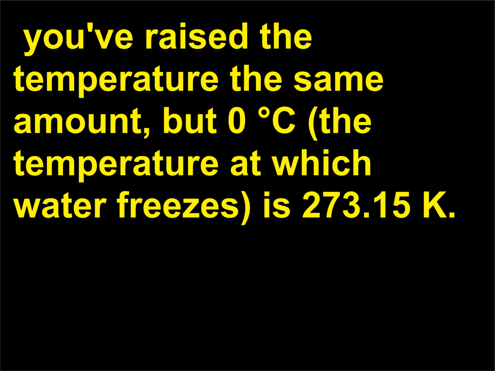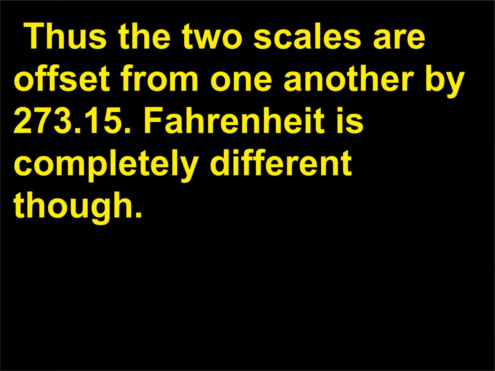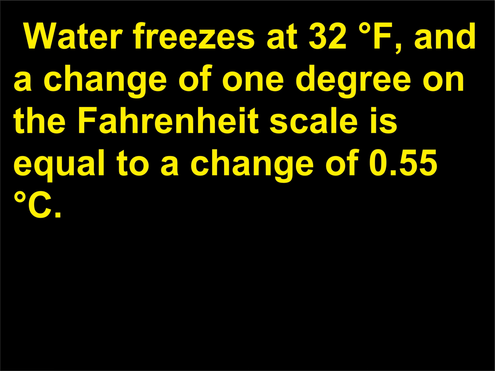273.15 K. Thus the two scales are offset from one another by 273.15. Fahrenheit is completely different though. Water freezes at 32 degrees Fahrenheit, and a change of 1 degree on the Fahrenheit scale is equal to a change of 0.55 degrees Celsius.